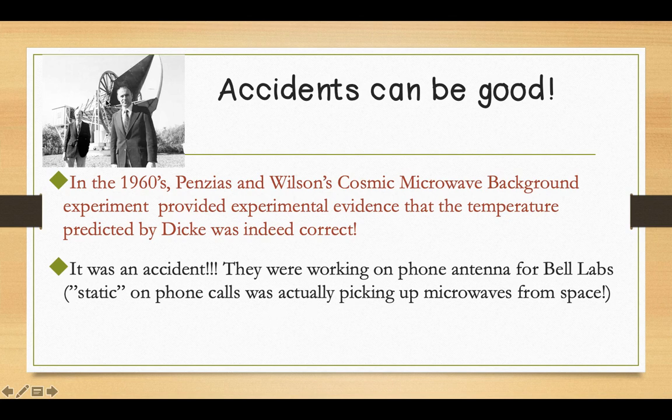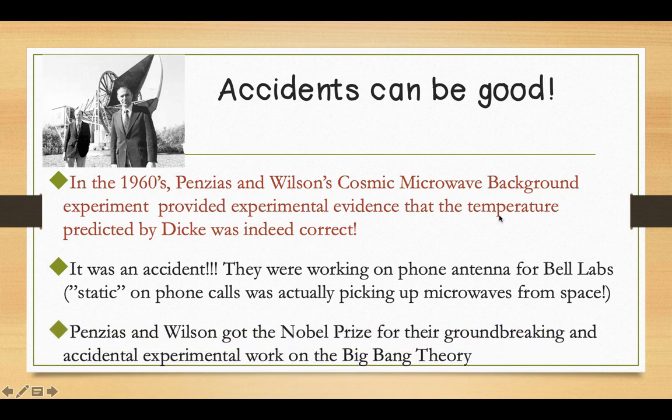You can see them here with a kind of satellite. It turns out that the static that was messing up the phone calls and making them not clear was actually picking up microwaves from space. So the cosmic background in space is microwaves. That was what Dicke predicted, that if there were microwaves, then the temperature should be 2.7, and it supports itself. Penzias and Wilson got the Nobel Prize for it, even though it was accidental experimental work. It was huge because it supported the Big Bang Theory in a totally different way.